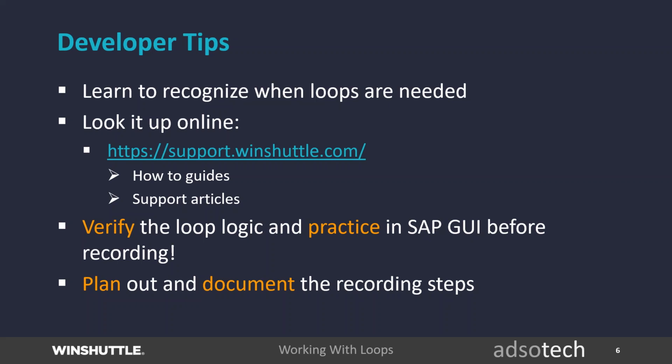I don't remember, but there are a handful, maybe a dozen or so step-by-step guides that will show you how to correctly record those scripts, how to set up the loop. And then there's also a database of support articles where you can do a search for whatever it is. If you are working with material classification and you need a loop for that, you can maybe look it up there. So that's one good source.